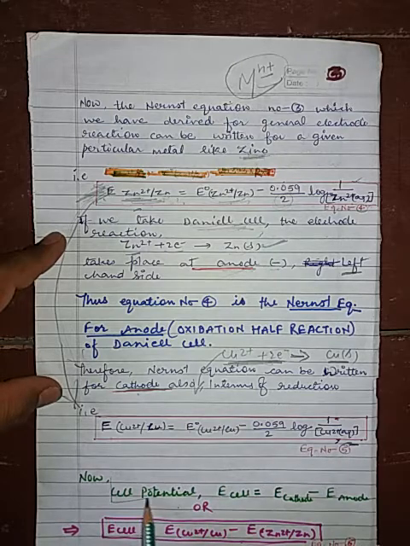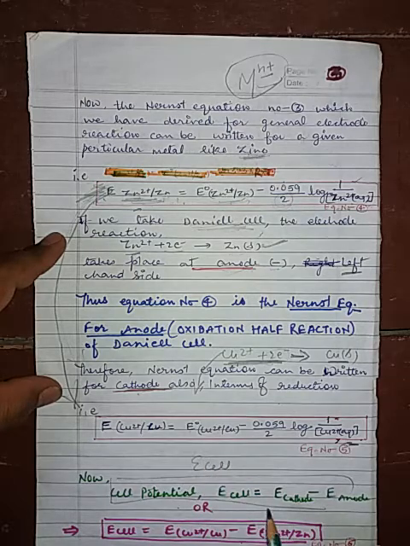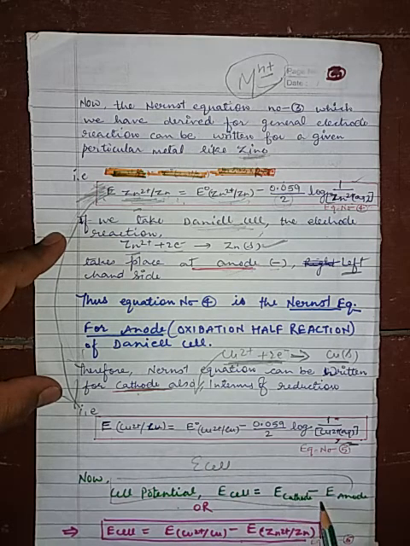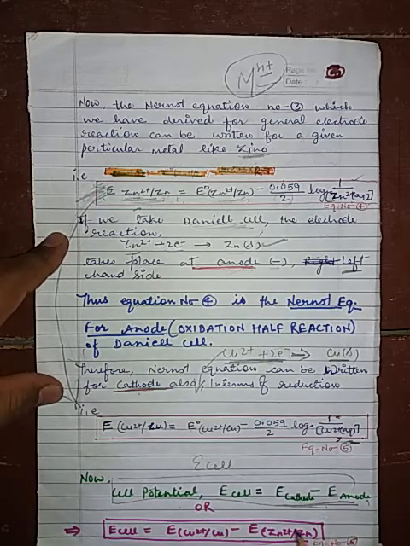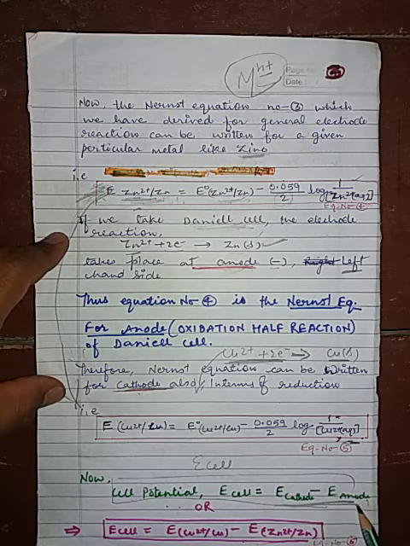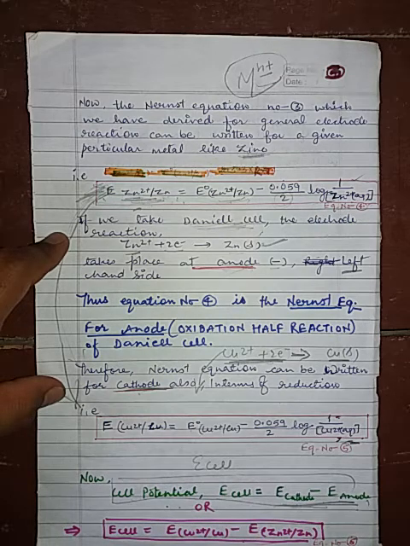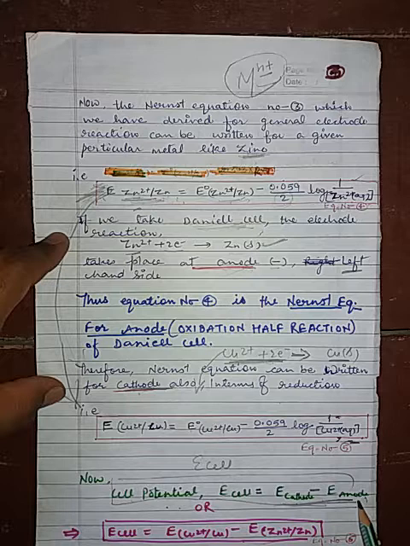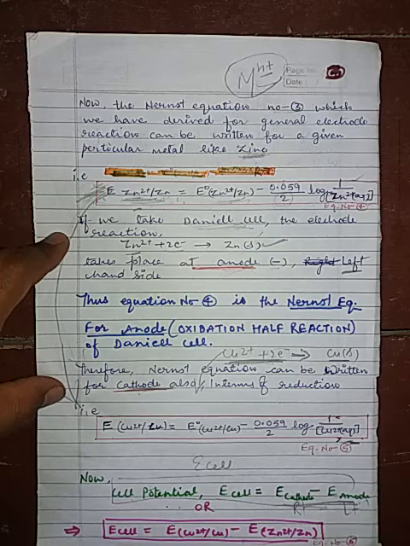We know that the cell potential, simply represented as E cell, is equal to E cathode minus E anode. This is an important formula, because the Nernst equation depends on it. For any type of cell, the overall cell potential will be equal to the electrode potential of the cathode half cell minus the electrode potential of the anode, and the cathode is always written on the right side and the anode on the left side. So we can also write it as right minus left.